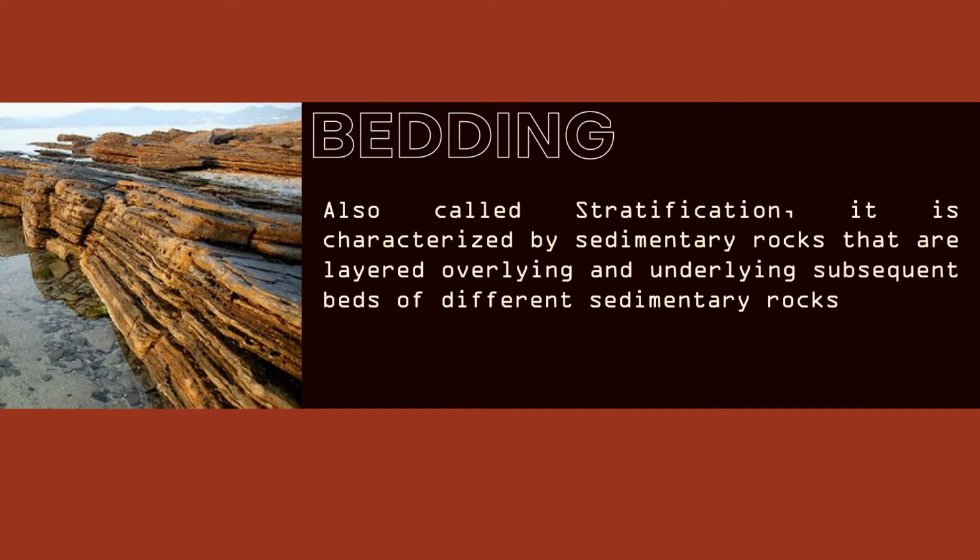Bedding. So what is bedding? It is also called stratification. It is characterized by sedimentary rocks that are layered, overlying and underlying subsequent beds of different sedimentary rocks. Bedding may occur when one distinctly different layer of sediment is deposited on an older layer, for example, sand and pebbles deposited on silt, or when a layer of exposed sedimentary rock has a new layer of sediments deposited on it.